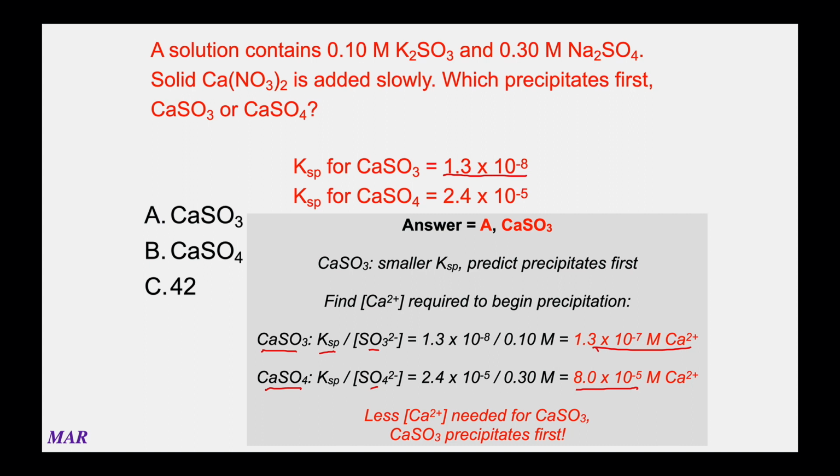But again, most of the time, smaller Ksp will be the one to precipitate first. If you want to nail it down, you'll do this kind of process. And in these problems, the calcium to sulfite or sulfate ratio was 1:1, so Ksp is totally fine to use. If you had like 2 metals to 1 anion and a 1:1, then you may want to do this process where you actually calculate the calcium concentration.